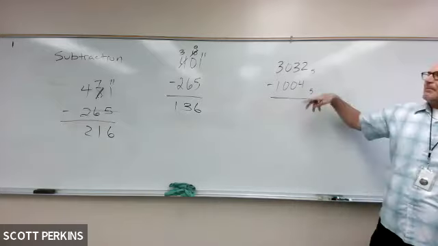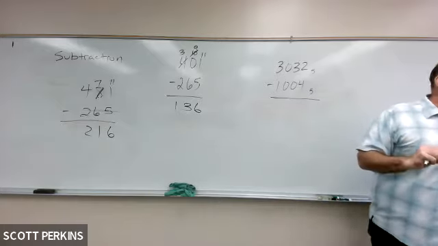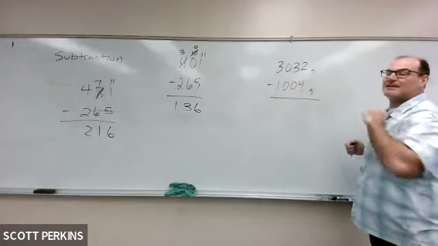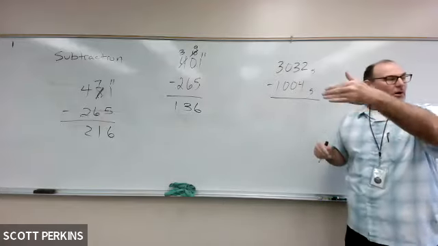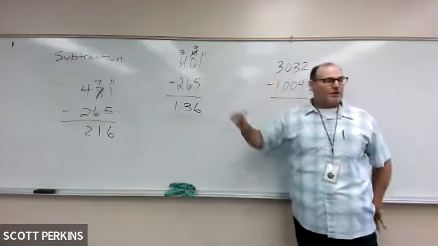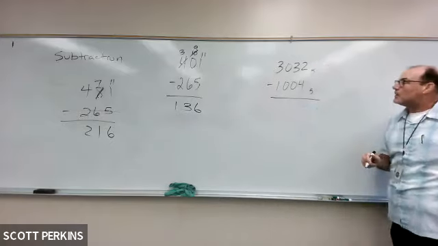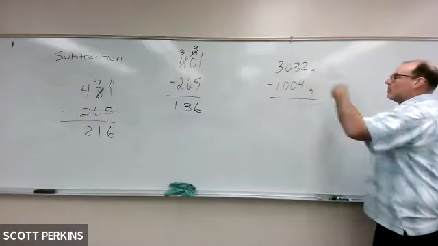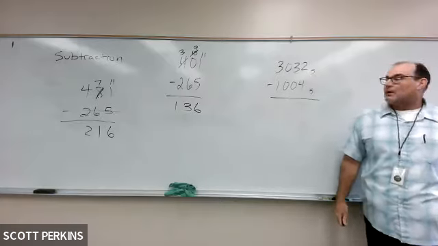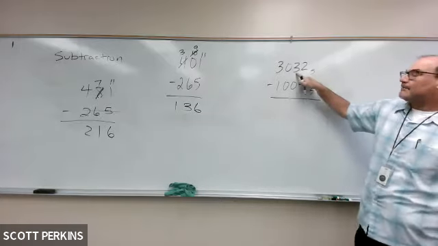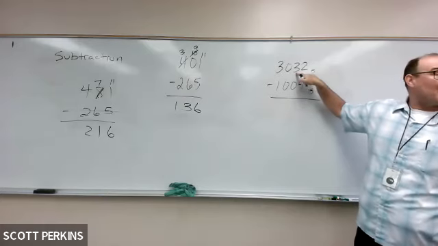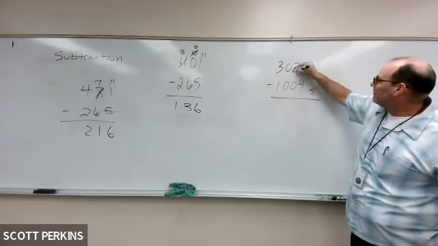So in my example, I have both types of borrowing we're going to do. We're going to be able to borrow right from the next column, but then we're also going to have to borrow across the 0. So that's why I want to do both those examples. Okay, here goes. So 2 minus 4, roadblock. So I'm going to go over to the 3. The 3 now becomes a 2.